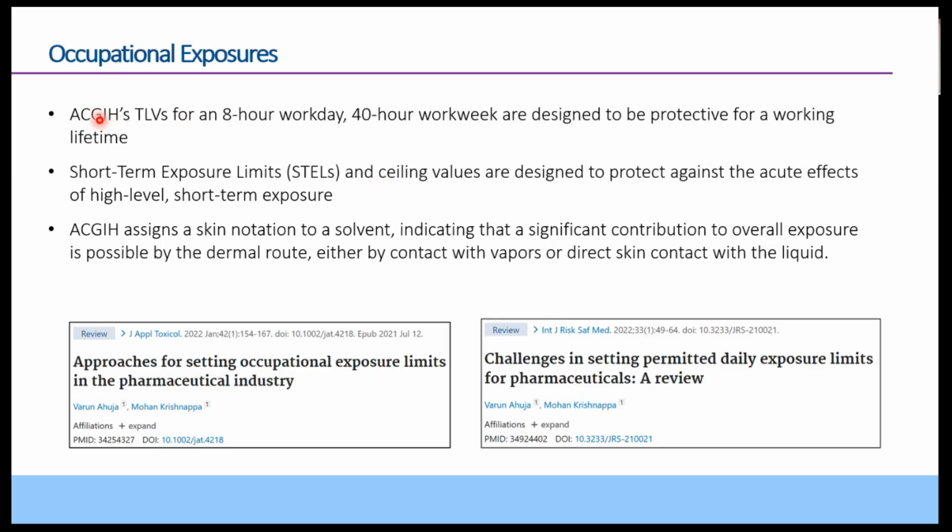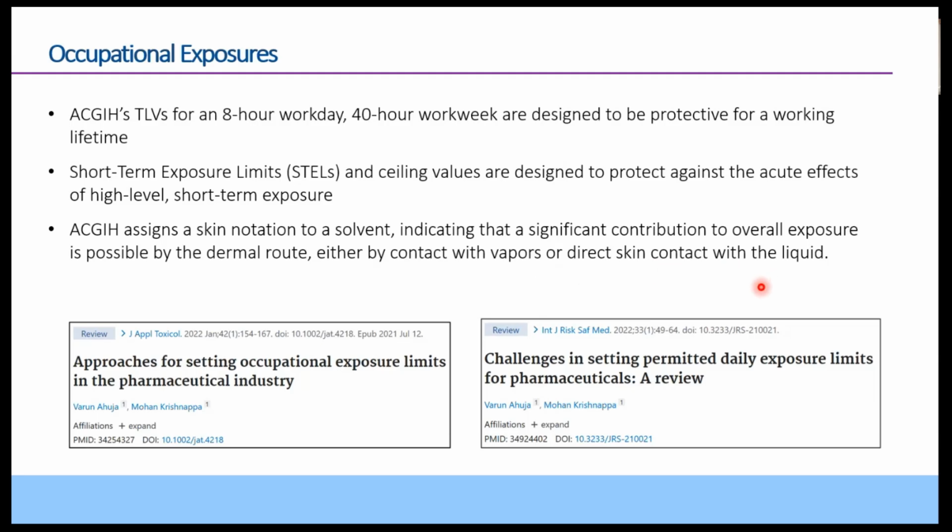So the ACGIH, which is the American body, gave a TLV for an 8-hour workday, 40-hour work week, which is designed to be protective for a working lifetime. This is similar to a PDE for a pharmaceutical. The short-term exposure limits or ceiling values are designed to protect against the acute effects of high-level or short-term exposure. ACGIH also assigns a skin notation to a solvent, indicating that a significant contribution to overall exposure is possible by the dermal route, either by contact with vapors or direct skin contact with the liquid.